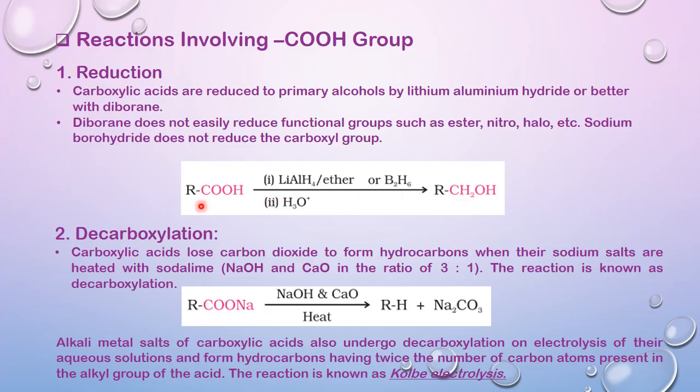Here you can take an example. If I have taken initially ethanoic acid, that is CH3COOH, so on reducing ethanoic acid, I will be able to obtain ethanol.